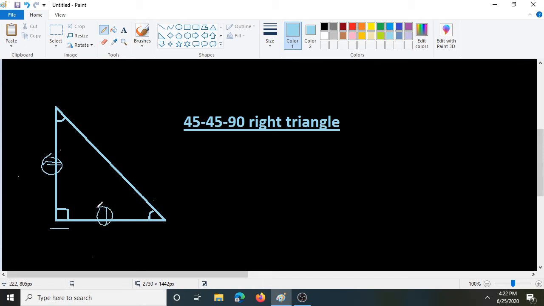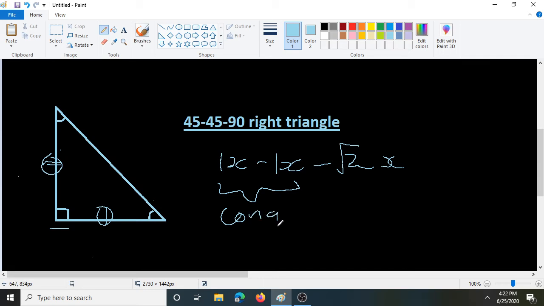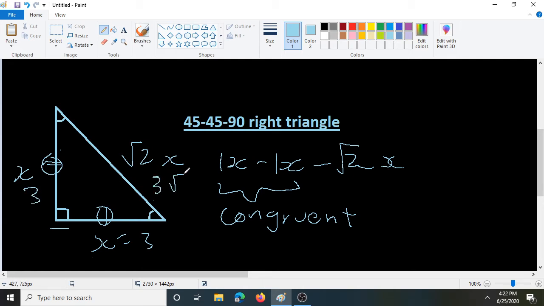A 45-45-90 right triangle has sides that are in the ratio of 1x to 1x to root 2x, where these two are the congruent sides. Okay. So this would be x, this would be x, this would be root 2x. So for example, if x was equal to 3, then this side would be 3 because they are both congruent, and this side would be equal to 3 root 2.